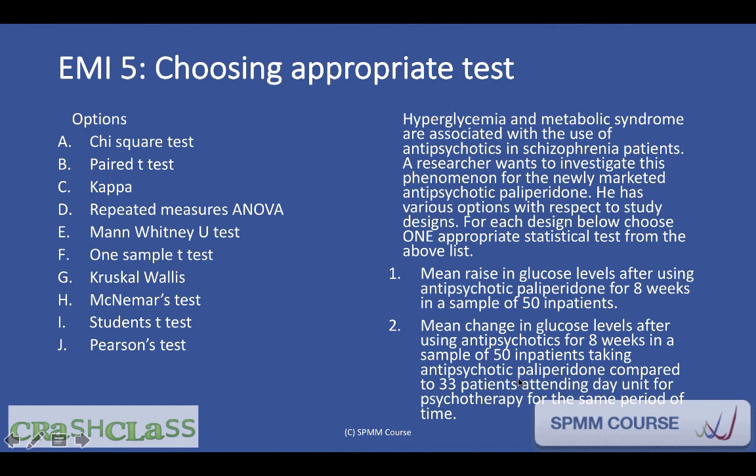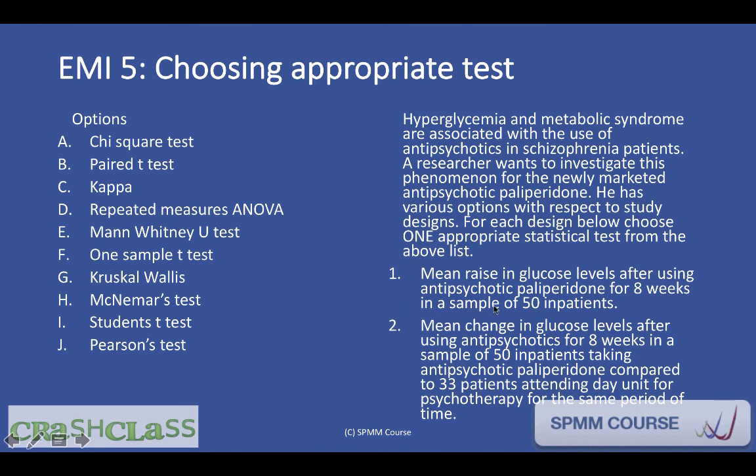Okay, so some more questions, some more EMIs on statistical tests. There's a scenario here. Hyperglycemia and metabolic syndrome are associated with the use of antipsychotics. A researcher wants to investigate this phenomenon for the newly marketed antipsychotic paliperidone. He has various options with respect to study designs. For each design below, choose one appropriate statistical test from the above list.